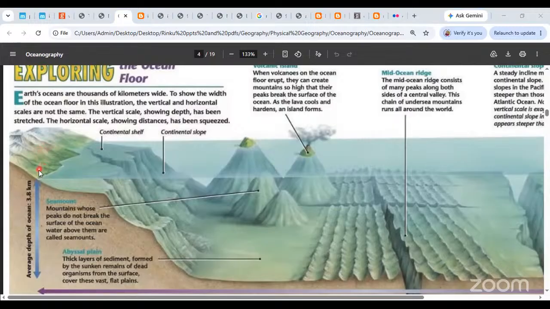And when part of the continent goes underneath the water, it is called the continental shelf. It is usually a very shallow portion. It's a major landform, but a shallow portion. So this is the continental shelf.